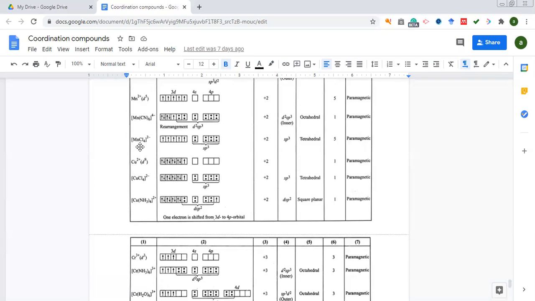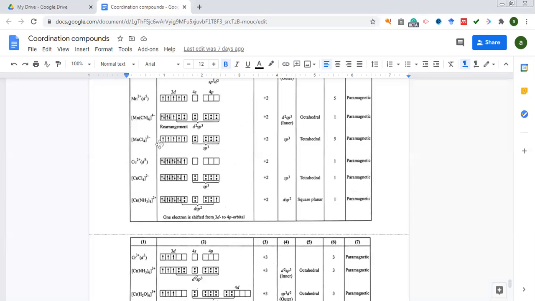What is the electronic configuration of Mn plus 2? 3d5. But here we have Cl as a weak field ligand, so this weak field ligand cannot pair up the electrons. So at that time, manganese needs to provide four vacant orbitals of the outer shell, that is 4s and 4p, one from s and three from p. And what will be the hybridization? sp3 hybridization. And what is the shape? Tetrahedral.